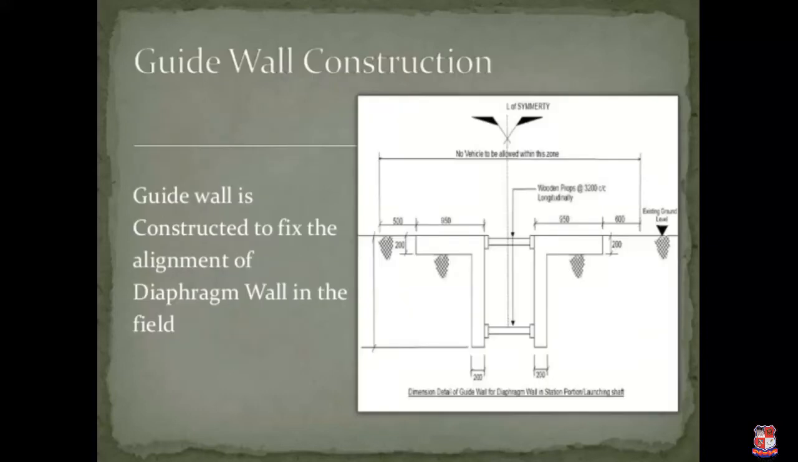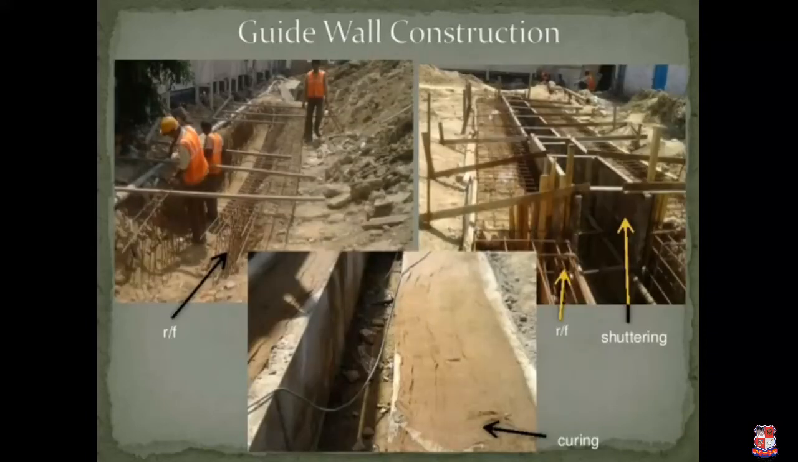So, guide wall construction, you can see the guide wall construction in the image. Guide wall is constructed to fix the alignment of the diaphragm wall in the field. So from the image you can see the perfect nomenclature for the diaphragm wall guide wall construction. So this is the real-life image of guide wall construction. You can see in the images shuttering, curing, etc.